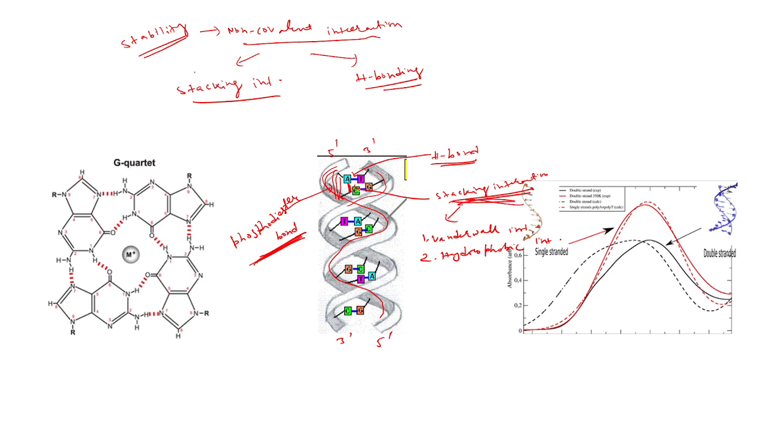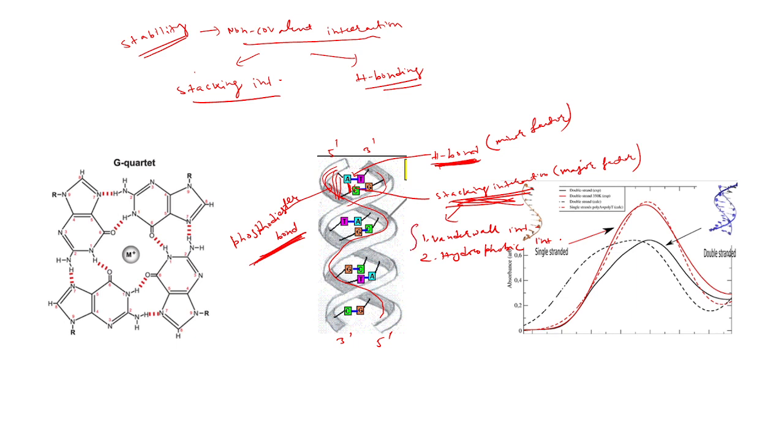That means the bond which is formed between the bases is called the stacking interaction, and this is the major force or major factor which provides the stability to the DNA. Another bond is called the hydrogen bond. It also provides stability, but it is the minor factor that provides the stability of the DNA.